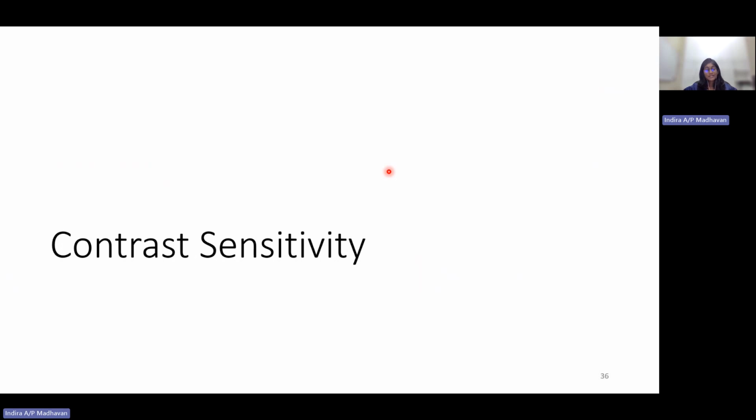That is the reason why contrast sensitivity has to be performed on all patients, because with the contrast sensitivity result, we will be able to know, number one, how badly the vision is affected. Number two, we will be able to monitor the progression of a disease.